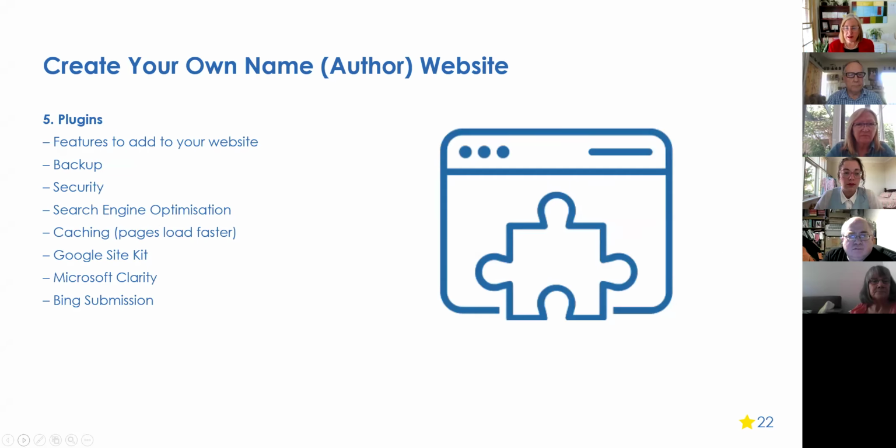Now, these plugins are features that you add to your website. So the minimum you should have if you're using WordPress or any other platform is a backup feature, a security feature, a search engine optimization feature, and a caching feature. So what that means is the page is created and ready to be seen without just having to call it from the database that is the content management system. So it means that your website appears quicker when people visit it.